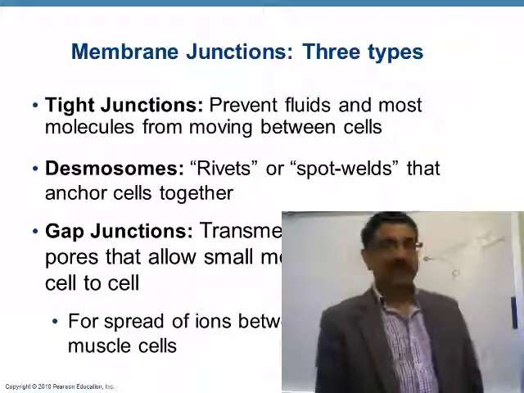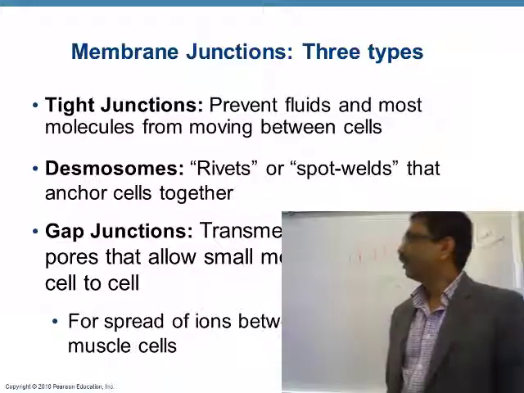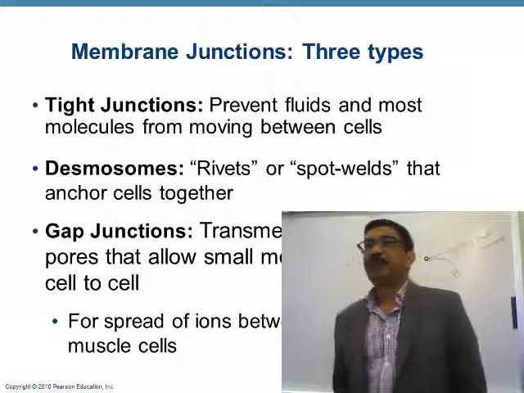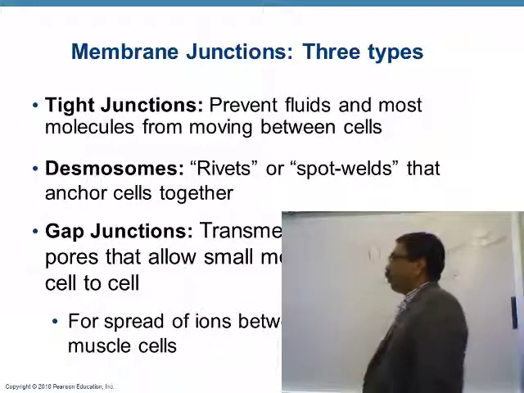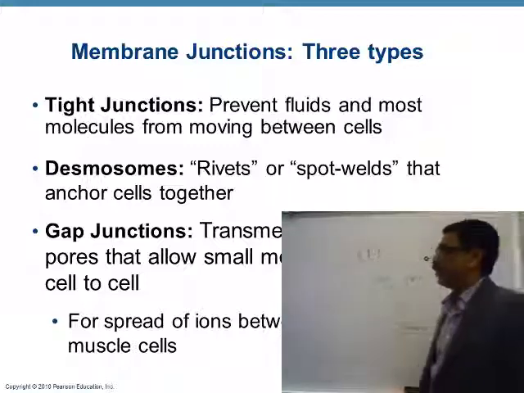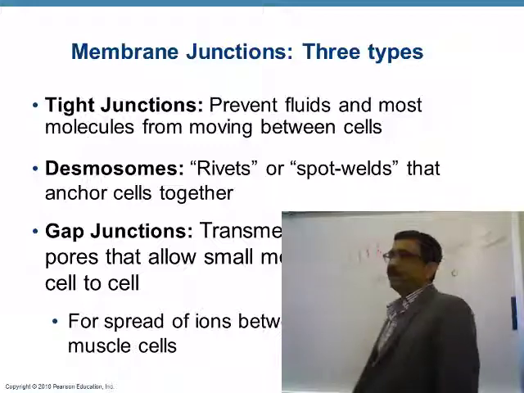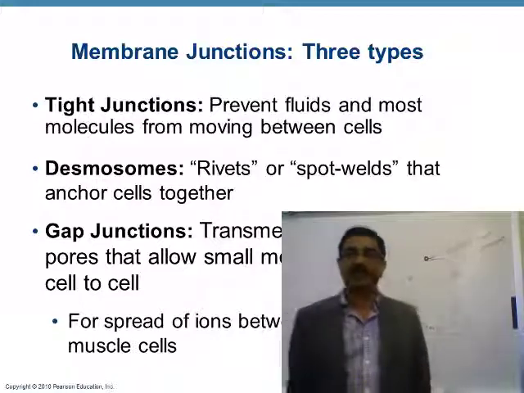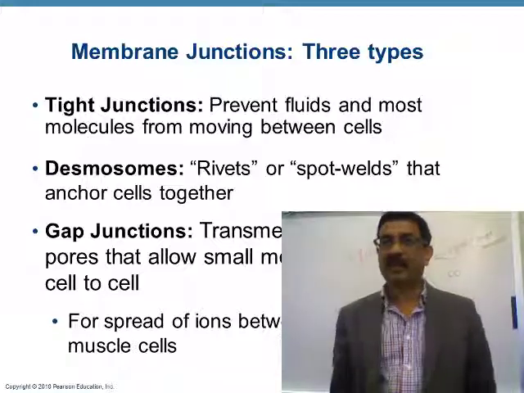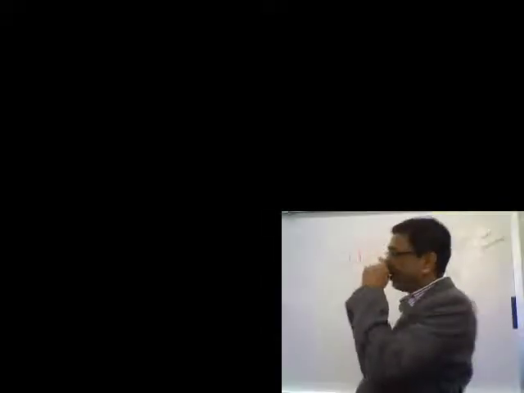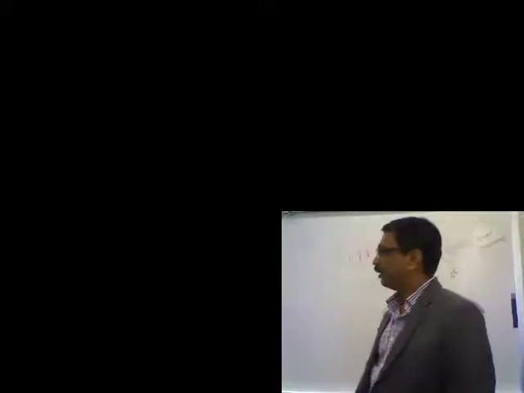Tight junctions hold the cell membranes together, and very tiny pores are present in tight junctions. So only very small molecules can pass through the tight junction. So mostly sealed, it prevents the fluids and molecules from moving between the cells. Only very small molecules can pass.